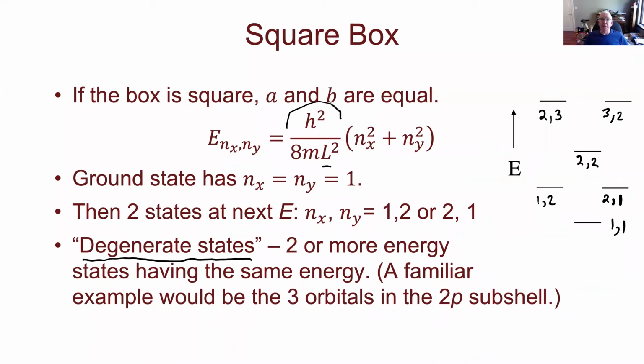If the idea of degenerate states seems odd to you, just think of, as I noted on the bottom of the slide there, what is the most familiar example to you: if you're drawing electron configurations, you have p orbitals, you know there's going to be 3 of them at the same energy.